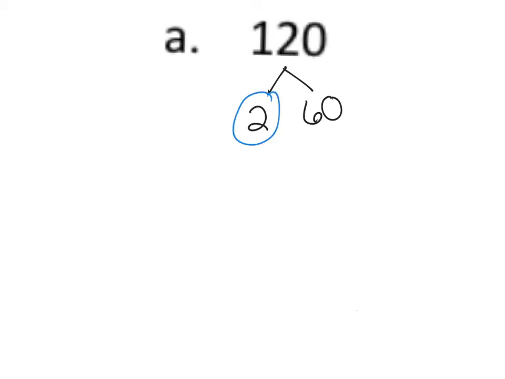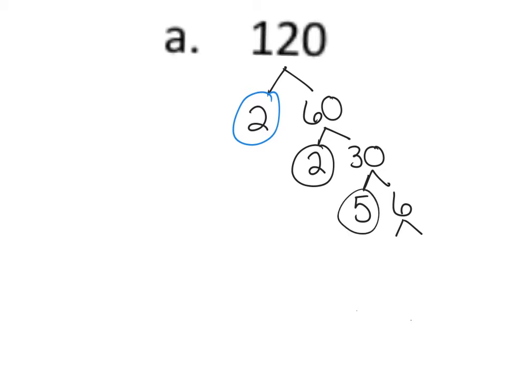So 2 is prime, so I can stop on that side, but 60 is not prime. So I'm going to break 60 down. And then some of you chose 2 and 30. And 2 is prime again, so we circled it. 30, then some of you chose 5 and 6. You could have also done 3 and 10. And then 5 was actually prime, so we do need to circle it. And then 6 breaks down to 3 and 2.